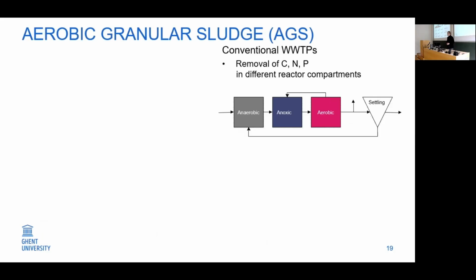Aerobic granular sludge reactors are a true revolution in wastewater treatment. Let me first point out how they compare to the conventional wastewater treatment plants. In conventional wastewater treatment plants, we have removal of carbon, nitrogen, and phosphorus components, and that takes place in different reactor compartments. We then need to pump the wastewater from one compartment to another in order to establish all the required conversions, and that will cost us some pumping energy.